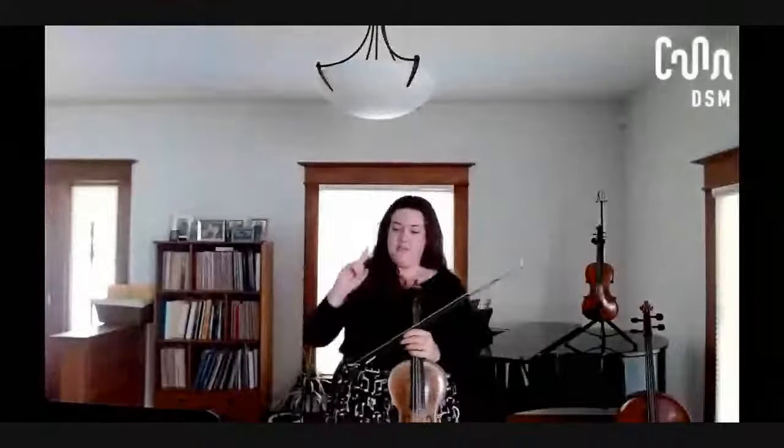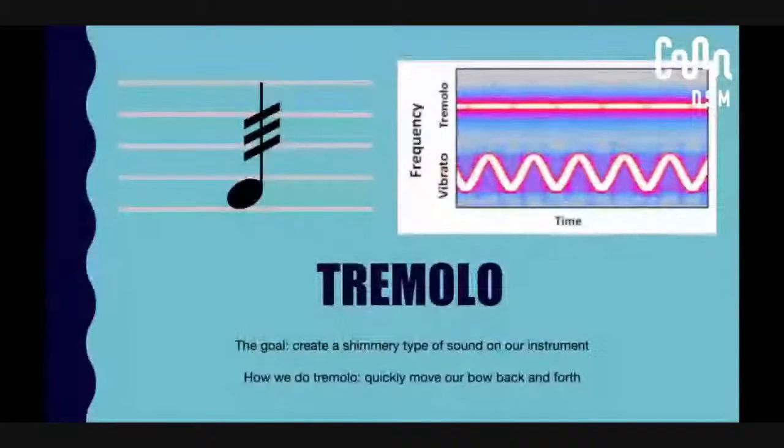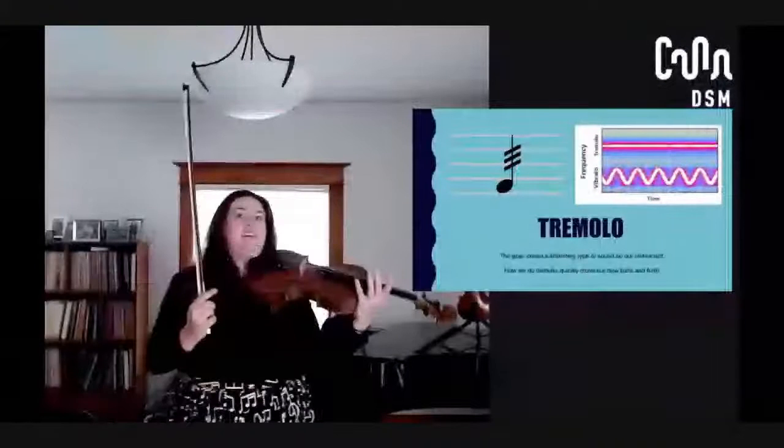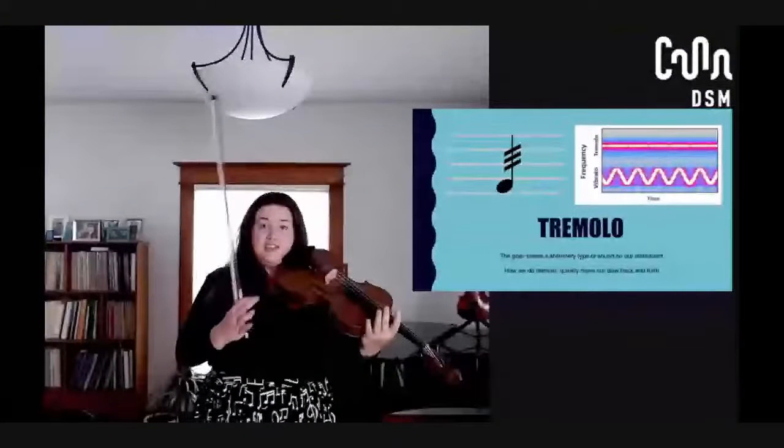Okay, we talked about vibrato, we talked about trill. Time to go to tremolo. The first two things we talked about all had to do with your left hand and what we do with our left hand to change the sound. Tremolo is something that we do with our bow. I think of it as something that just adds shimmer. It adds shimmer to a note, makes it ring in a different way.